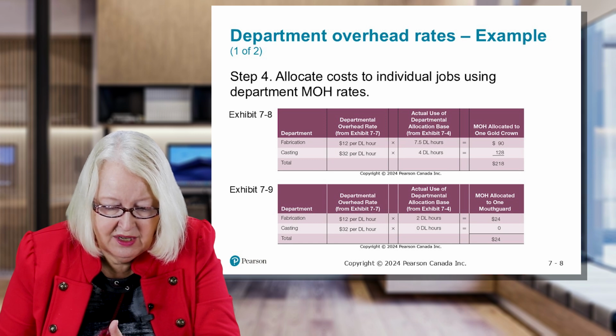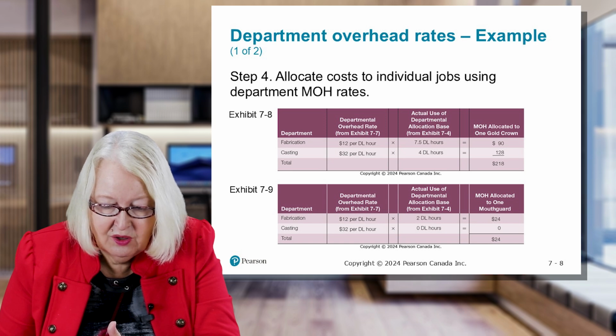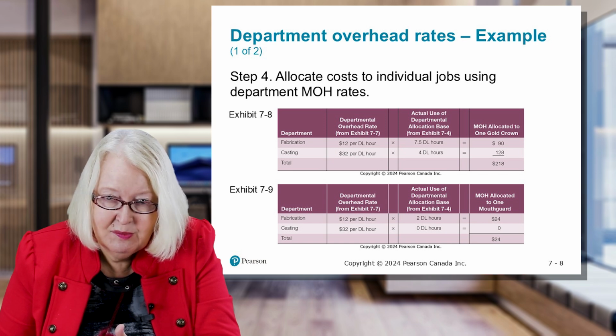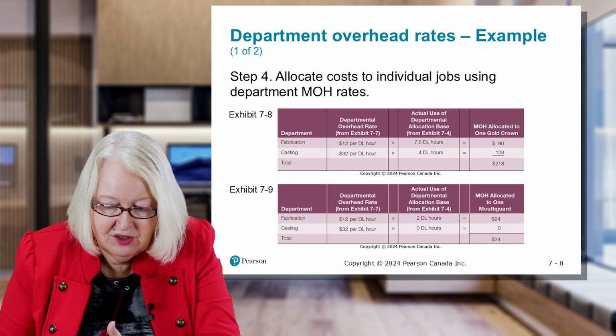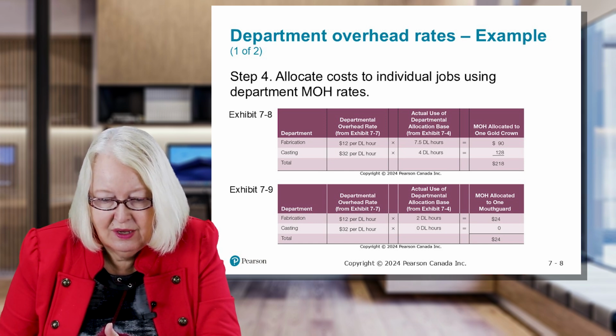Now, applying the same concept to the mouth guard, it doesn't use any casting. It only uses fabrication. So that's $12 an hour. They spent 2 hours in fabrication, so it's $24 in overhead that you're assigning to the mouth guard.